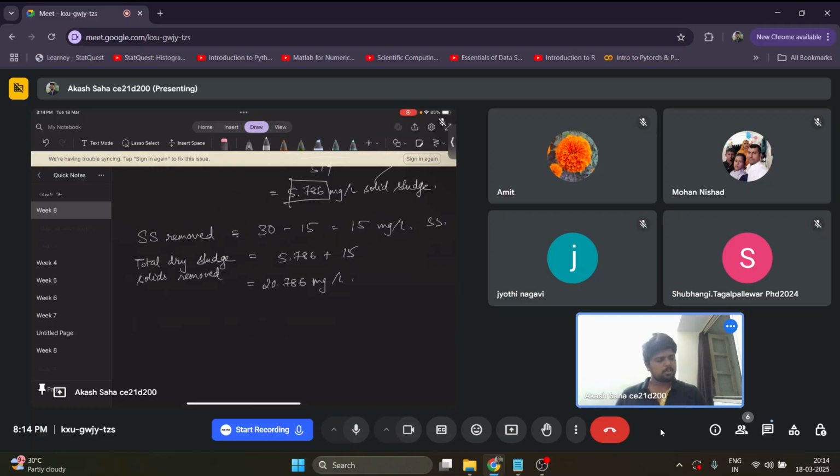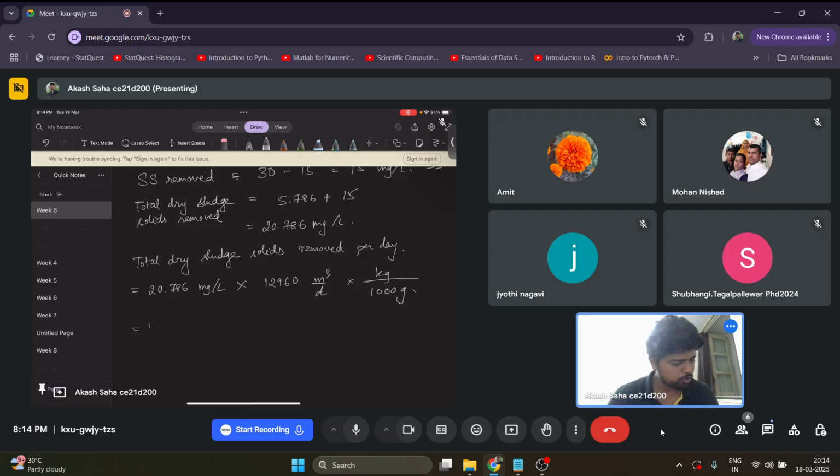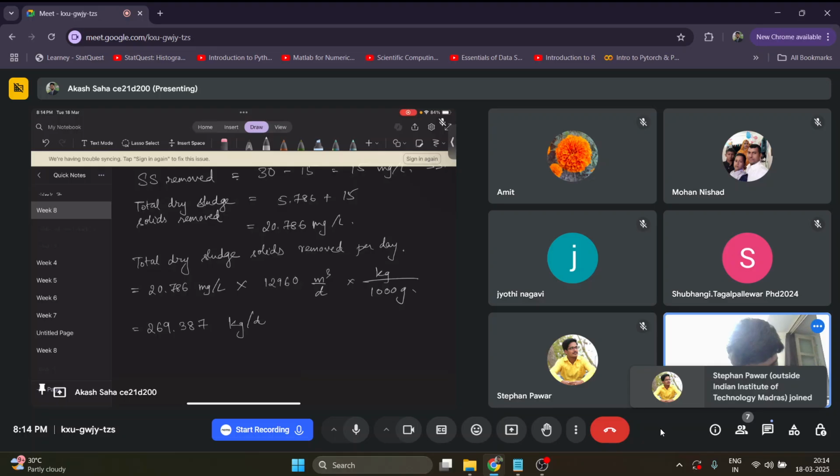So what will be my weight? So total dry sludge solids removed per day. So per day it will be 20.786 milligram per liter into the discharge. Your discharge is 12960 meter cube per day, and to change to kg to gram, 1000 gram. So you'll get 269.387 kg per day.